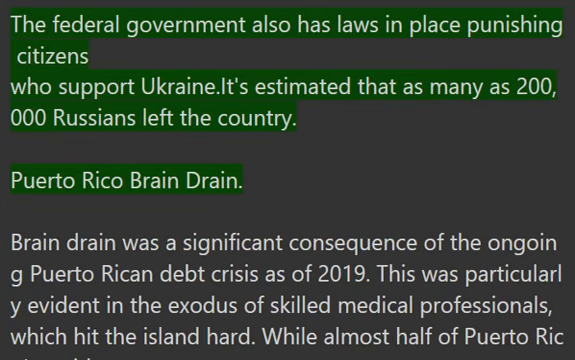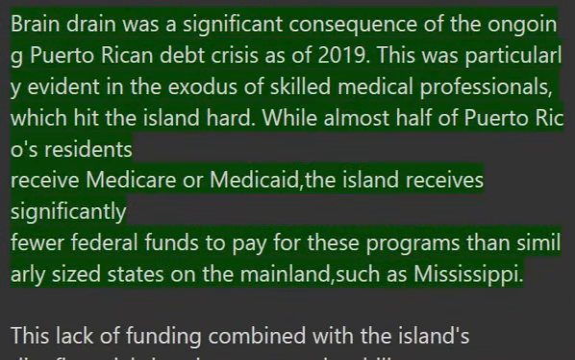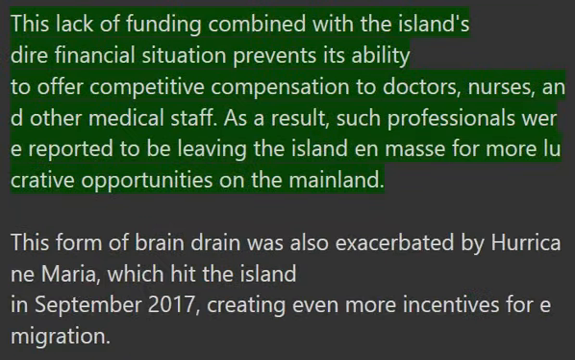Puerto Rico brain drain. Brain drain was a significant consequence of the ongoing Puerto Rican debt crisis as of 2019. This was particularly evident in the exodus of skilled medical professionals, which hit the island hard. While almost half of Puerto Rico's residents receive Medicare or Medicaid, the island receives significantly fewer federal funds to pay for these programs than similarly sized states on the mainland such as Mississippi. This lack of funding, combined with the island's dire financial situation, prevents its ability to offer competitive compensation to doctors, nurses, and other medical staff.